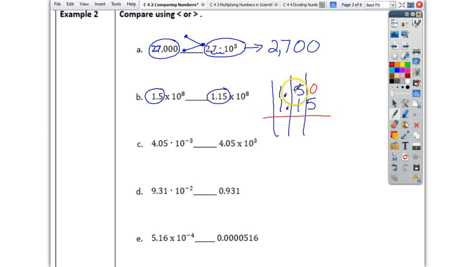Now, is $1.50 bigger or $1.15? 1 and 50 hundredths or 1 and 15 hundredths? Well, obviously this one's the bigger one, and that one was 1.5, so this one's here, smaller one here, so it is a greater than sign in that one. Letter C.